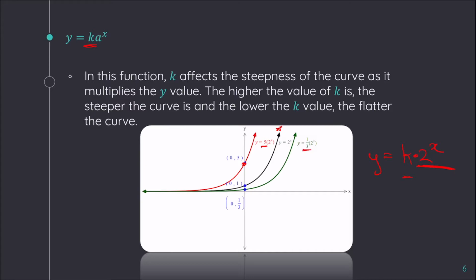Same thing with this example. You're going to times it by 1 over 3, so it's going to become more flatter. Y-intercept's going to change, and graph is more flatter.